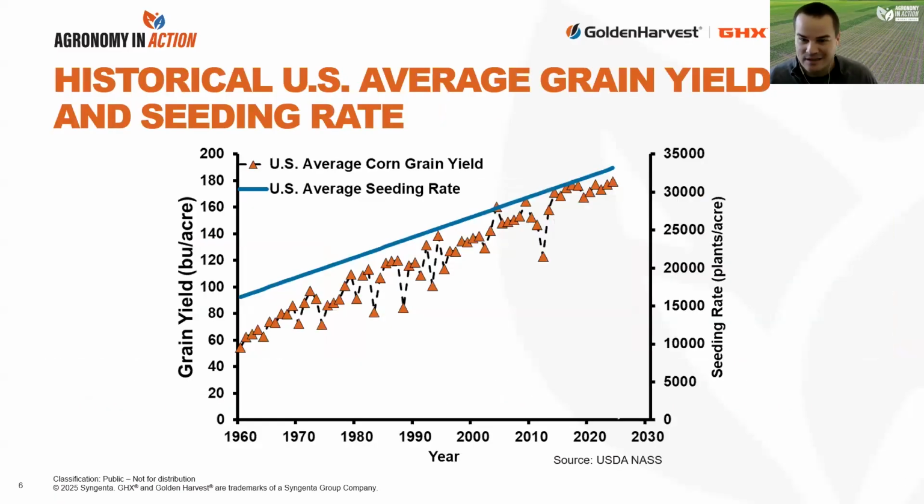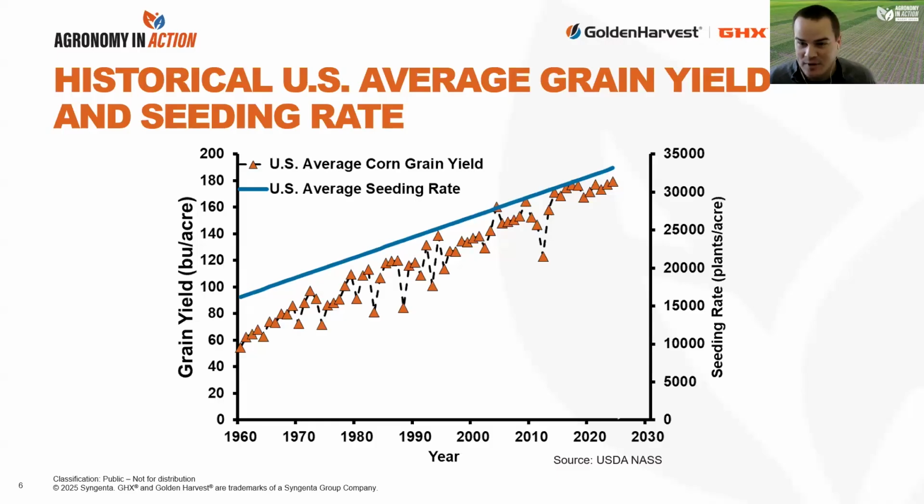This graph here is the historical U.S. average grain yield and seeding rate. This is the U.S. average. So first, I want to focus on that blue line there. That's the U.S. average seeding rate dating back to the 1960s. And you look there in the 1960s, we were averaging around 17,000 plants per acre as our seeding rate. Compared to today, we're around 33, 34, 35,000 plants per acre seeding rate. Again, that's the U.S. average. So going across the past decades, we're averaging about 400 more plants per acre per year.